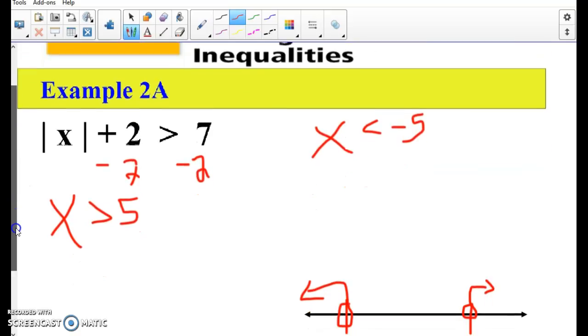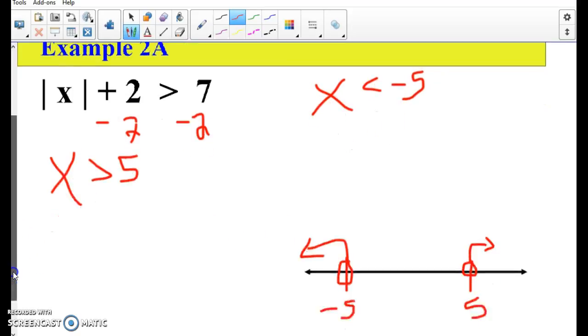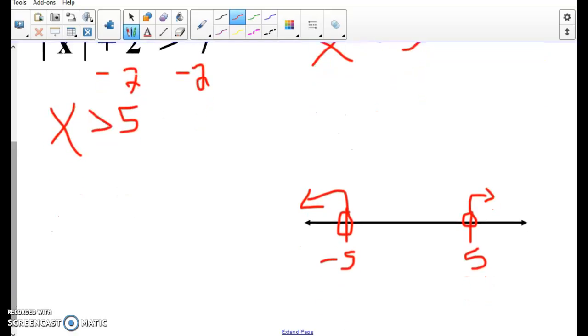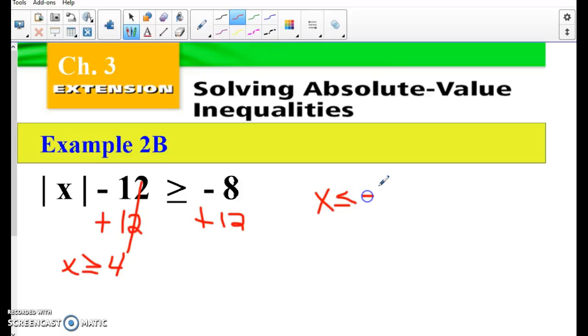So here, I already did this problem. So it says plus 2, so I'm going to minus 2. So I end up with x is bigger than 5. And then I'll flip it, and x is less than negative 5. Here's an example of those numbers going away from each other. Let's do another one. So it's a minus 12, so I'm going to add 12. Add 12, so I have x is bigger than or equal to positive 4. And then I'm going to flip that, so x is less than or equal to negative 4.